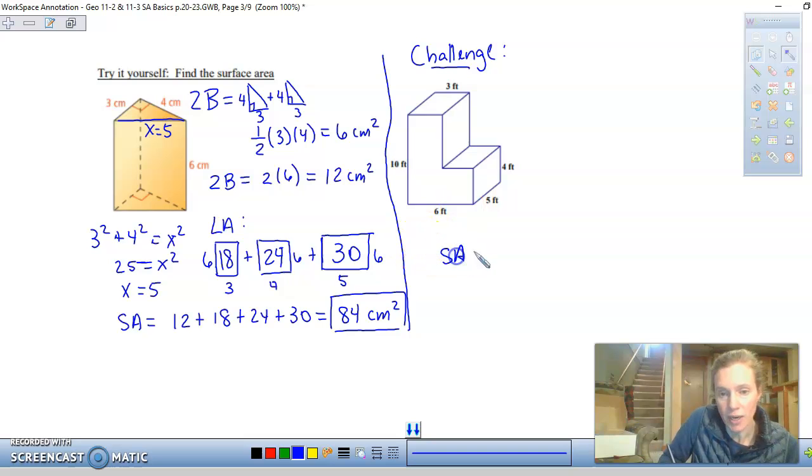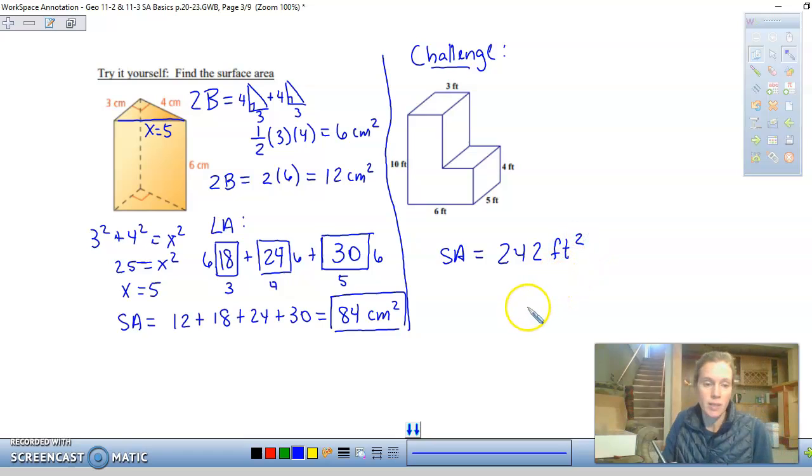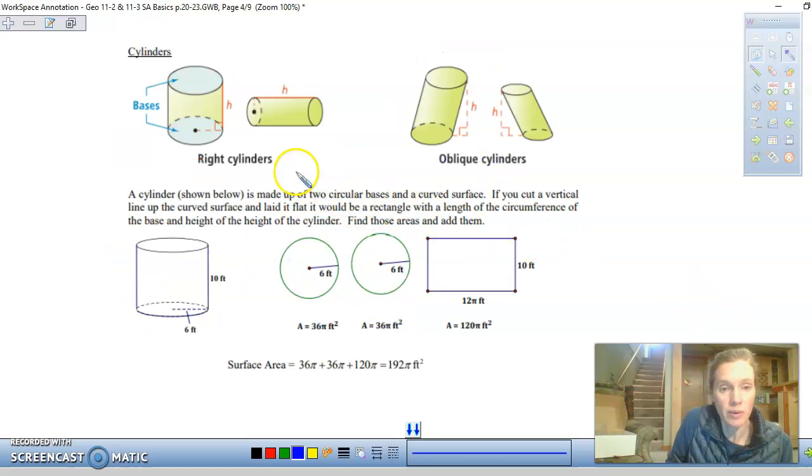Okay, if you tried it, the total surface area, so I did this, let me just look up what I wrote as, I'm not going to go through it with you. I got 242 feet squared. If you want to go through that in class, we can. Just ask. Okay, so going through a cylinder example.